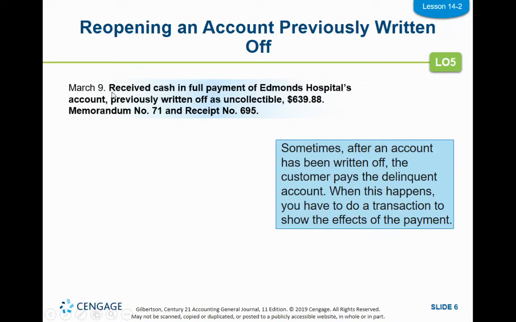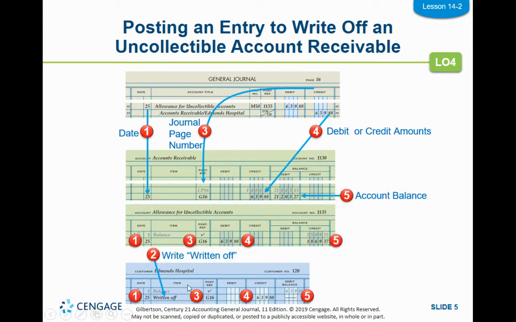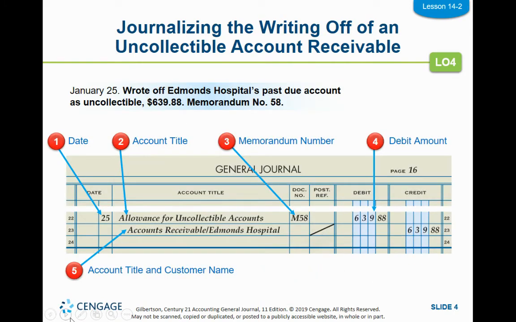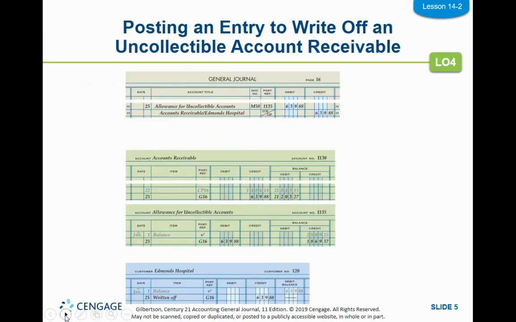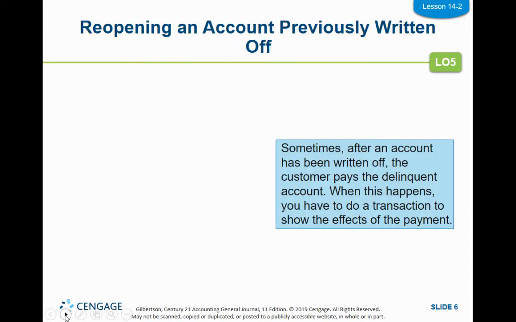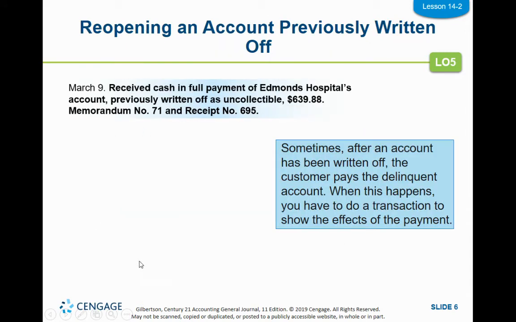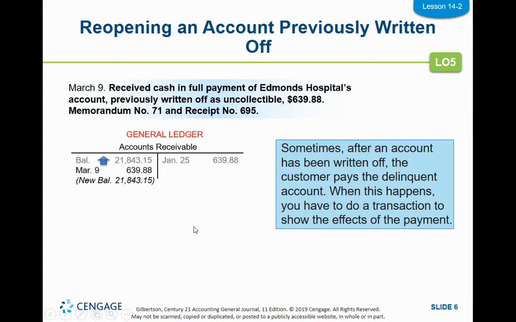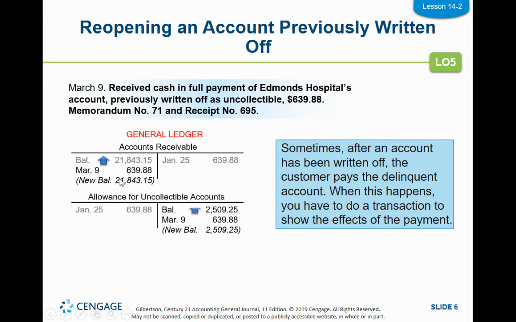So on this one, we wrote off that account back here in whatever month that was, January. And then in March, you get payment from them. So we received cash in full payment of Edmonds Hospital's account previously written off as uncollectible. So we have to reopen that accounts receivable account. So you're going to go back and basically reverse that entry.